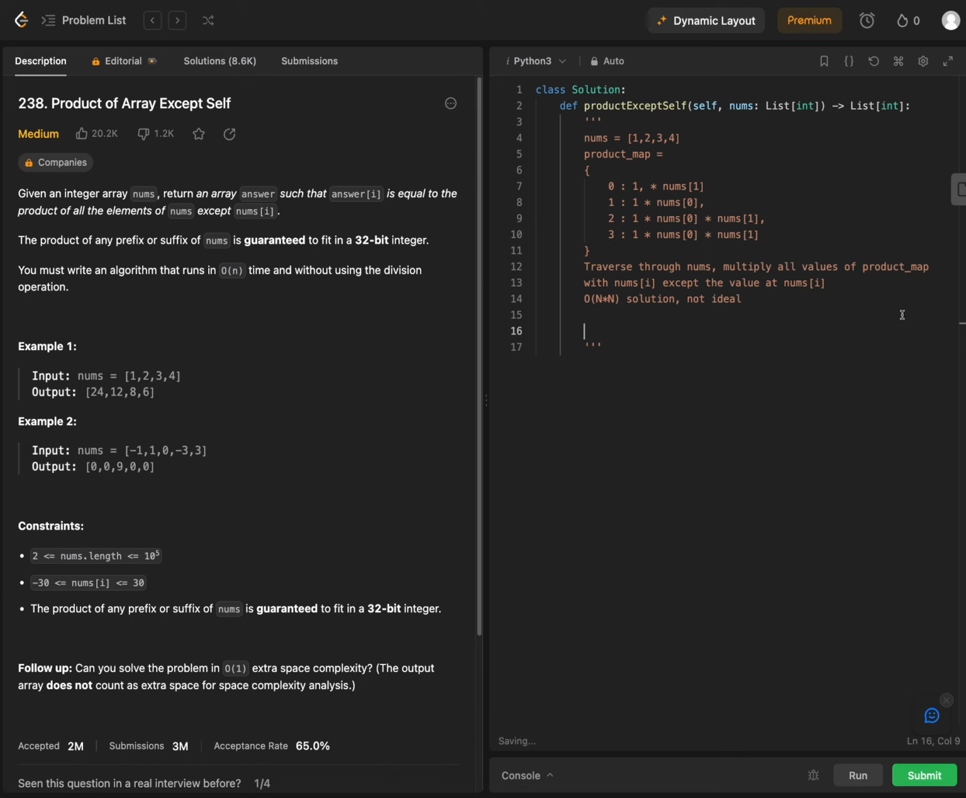So the next thing we have to think about is, okay, the product of any prefix or suffix of nums is guaranteed to fit in a 32-bit integer. You must try without using the division operation. Okay, you must write an algorithm that runs in O(n) time. So how can we write this? How can we do this? O(n) time without using the division operation.